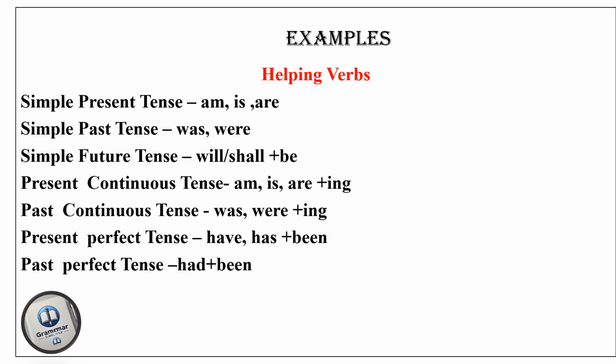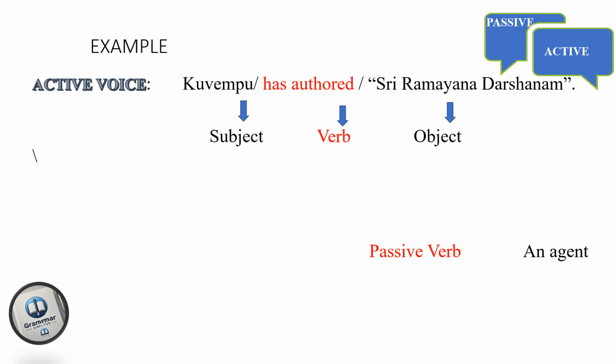Now let's see one more example. Here, Kuvempu has authored Sri Ramayana Darshanam. So, here what is the subject? Yes, Kuvempu. Has authored is the verb. Has is a helping verb which is in present perfect tense, and authored. Sri Ramayana Darshanam is the object.